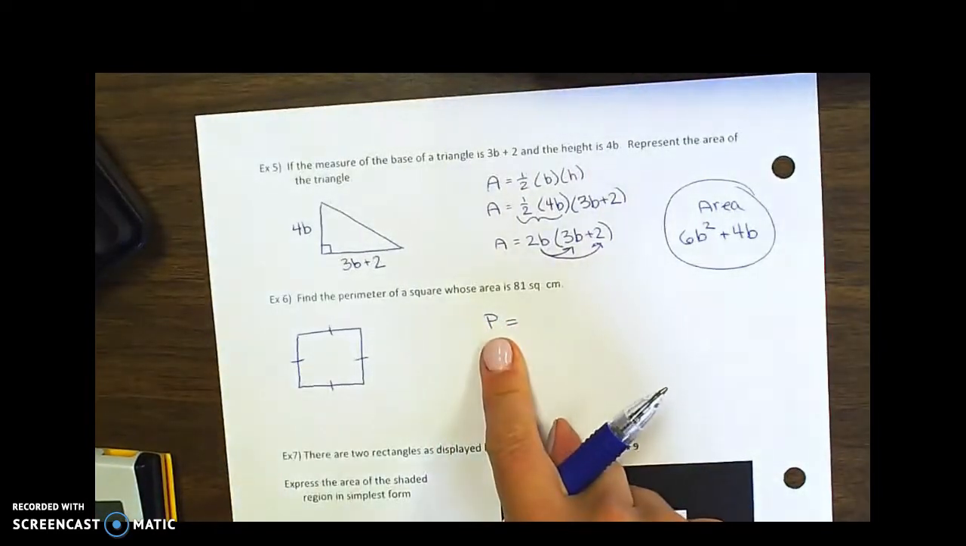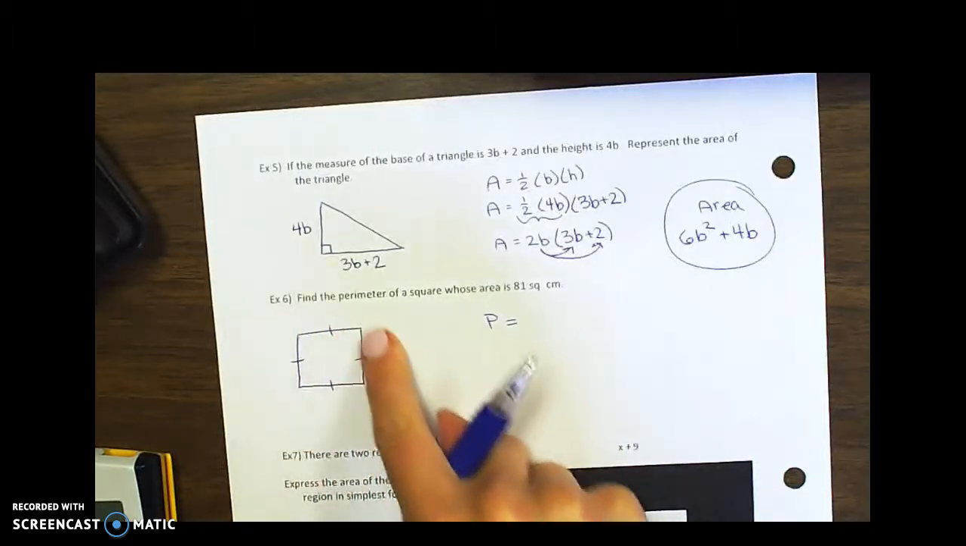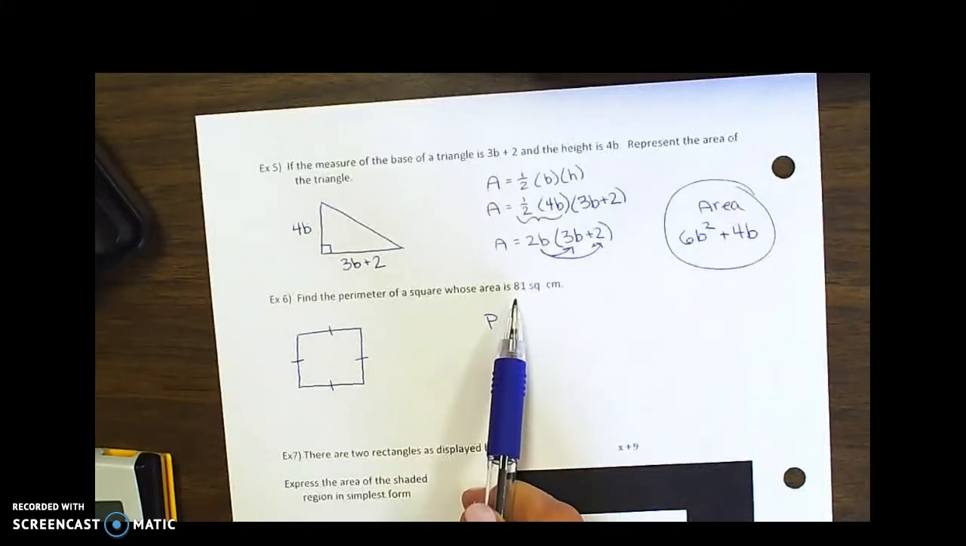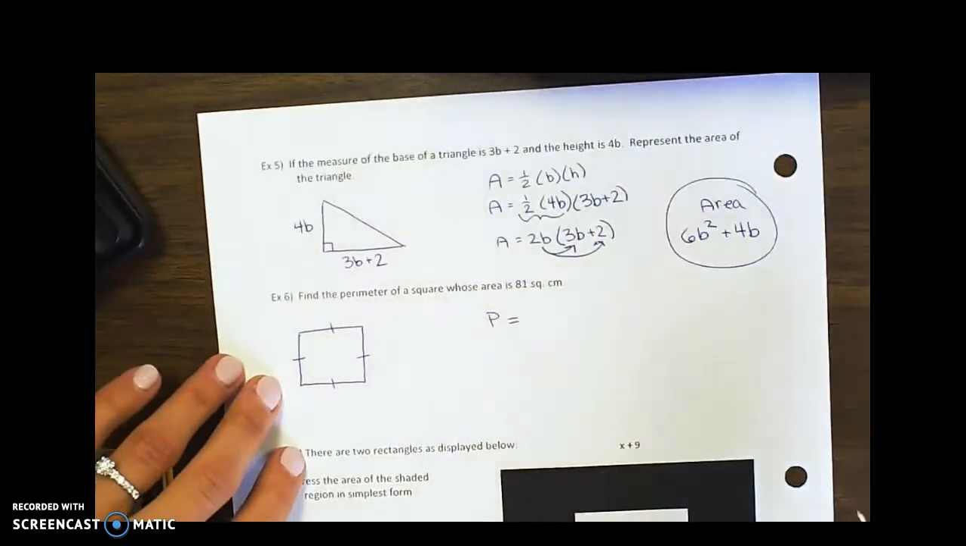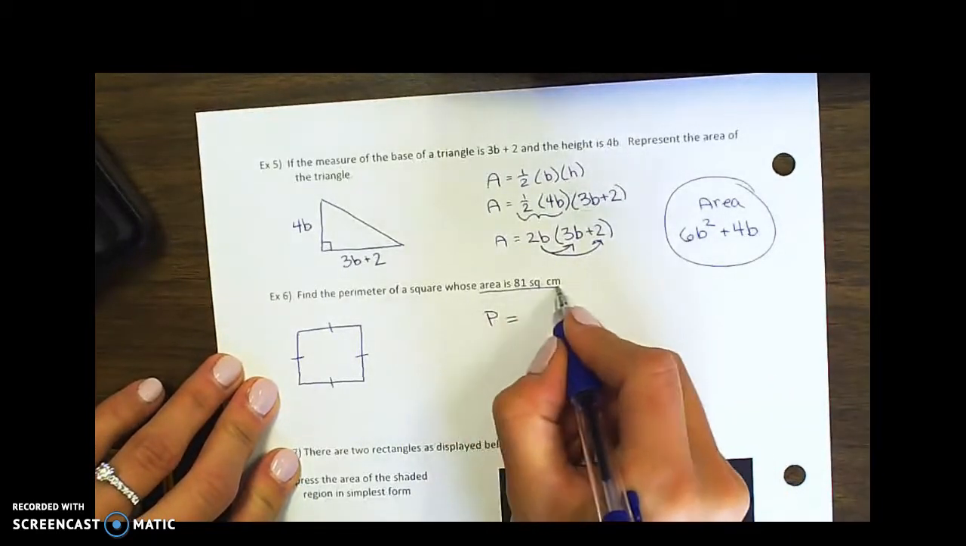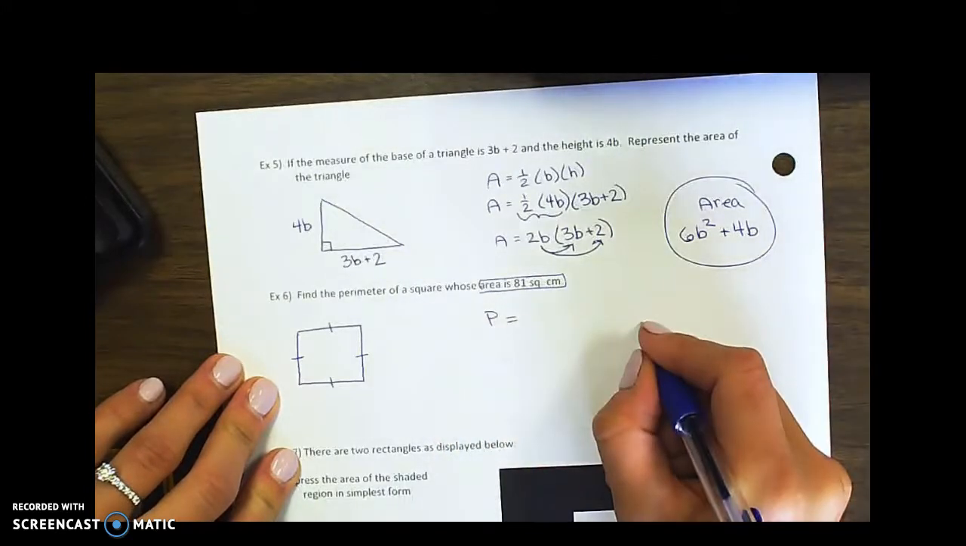In order to find the perimeter, we have to know the value of all 4 sides. But if I read carefully, they don't tell me the length of each side. They tell me it has an area of 81. So that means I need to use that area to help me find the length of a side.